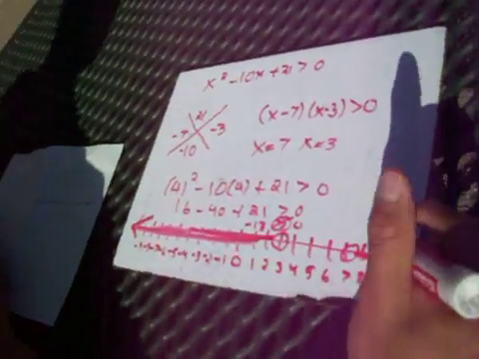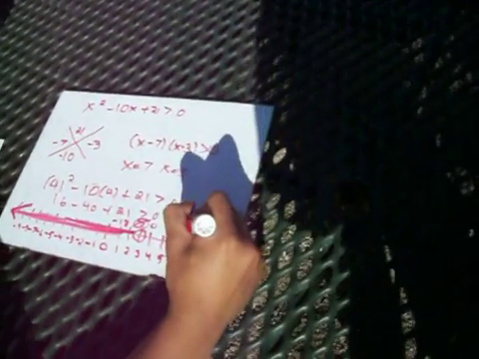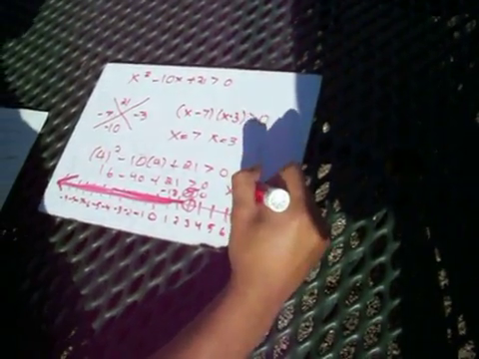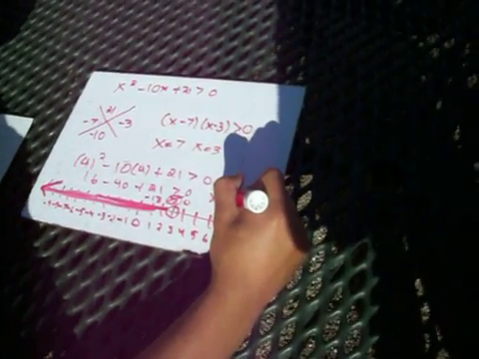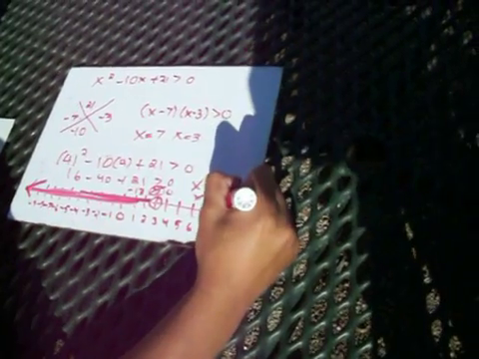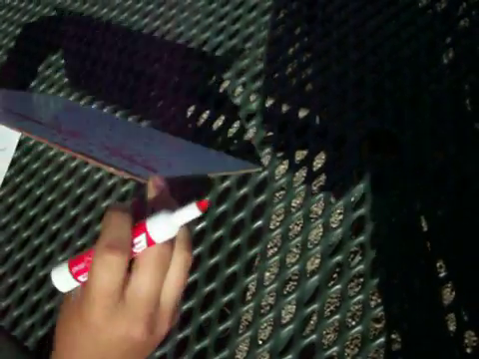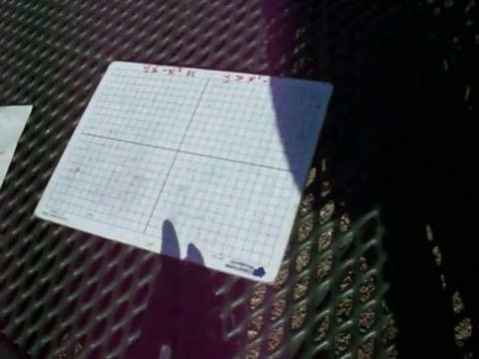So then our final answer would be that x is greater than 7 and x is less than 3. And then next I'll show you how to solve it graphically.